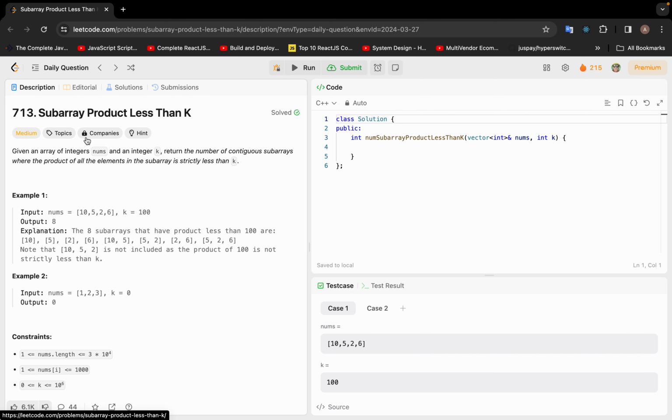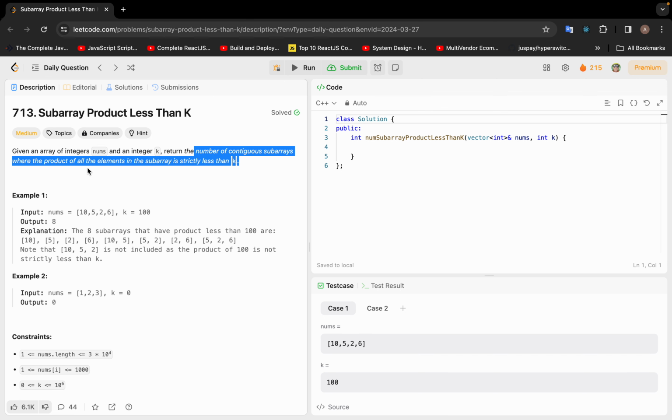Here we are given an array of integers nums and an integer k, and we need to return the number of contiguous subarrays whose product of all elements in the subarray is strictly less than the given number k, right? So here is given 10, 5, 2, 6 and the number is 100. So we need to find the number of subarrays whose product of elements is less than k, right?